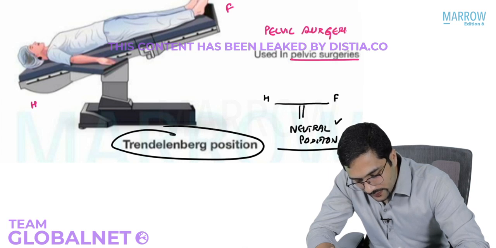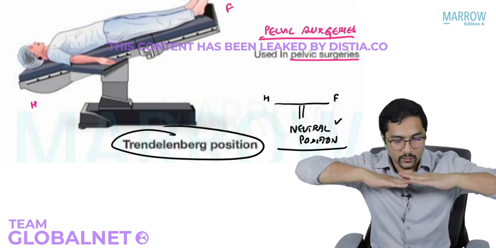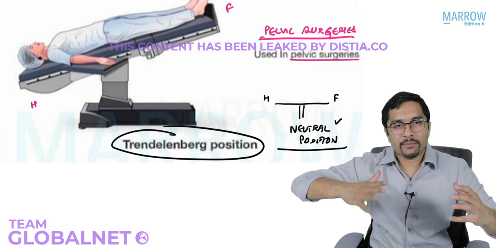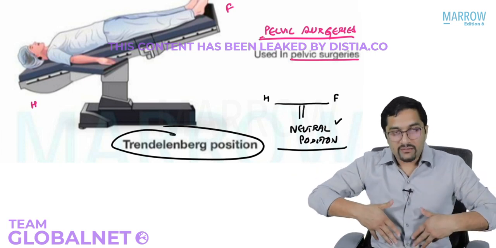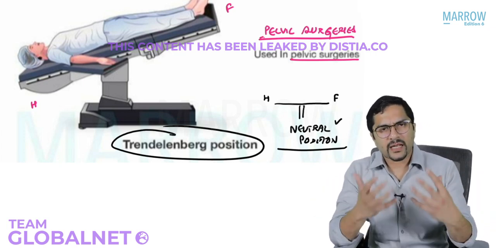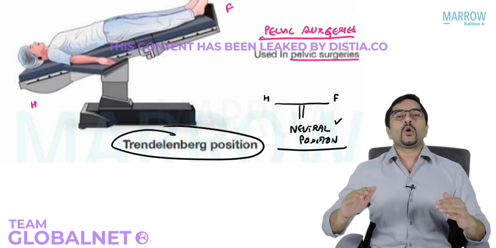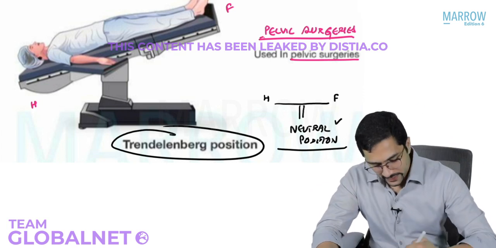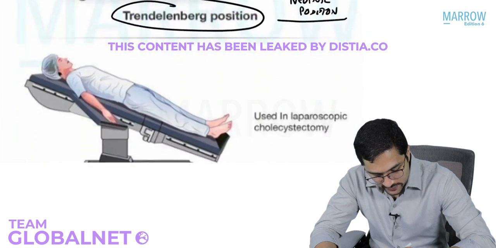And what is the advantage? Now, if I have to operate in the pelvis and the patient was neutral or the head end was raised, what is going to happen? All the bowel is going to fall into the pelvis, right? And when the bowel falls into the pelvis, it becomes very difficult for us to operate. But if we do foot end up and head end low, then the bowel will move up and we can easily operate on these patients. So this is the Trendelenburg position.